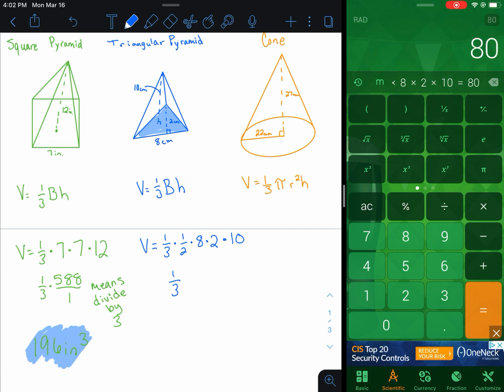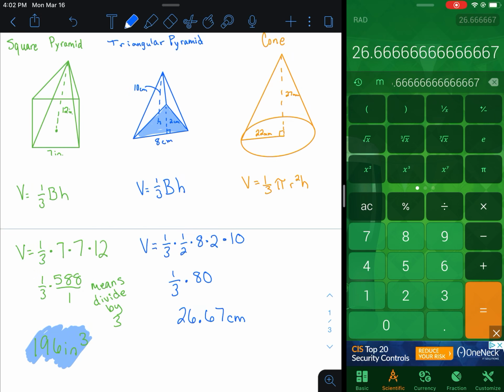So I'm taking 1/3 times 80. Remember that when I multiply by 1/3, that's the same as dividing by 3. So if you look to the right there, in my calculator, I put divide by 3, and that gives me 26.67 centimeters cubed. And that is my actual answer because I am going to round to the second decimal place or the hundredths. My last and final shape here is the cone.